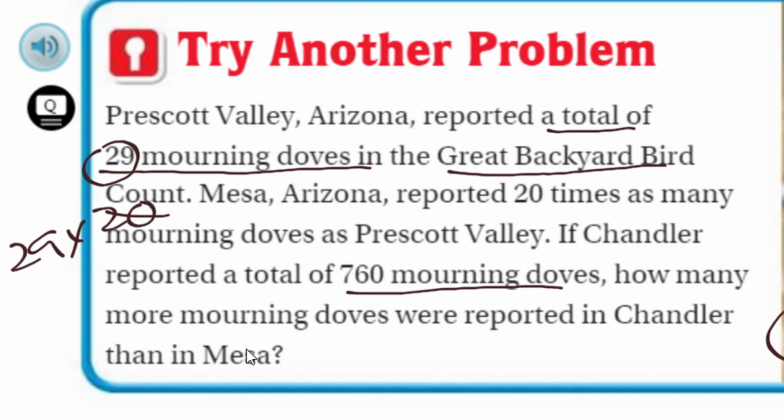So we've definitely got multi-step here. I can see we're going to need to, first, we know the total for Prescott. We know that Mesa, Arizona, there were 20 times as many. So we're going to be able to figure out the number of mourning doves in Mesa by simply taking that 29 times 20. Chandler gave us 760, so we don't have to do any multiplying there because they gave us the amount. But we are going to have to take that 760 and subtract the number that we get from Mesa. And that should do it. So let's go ahead and read the problem.